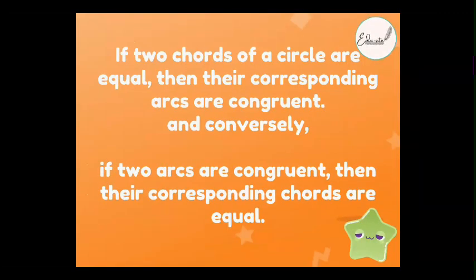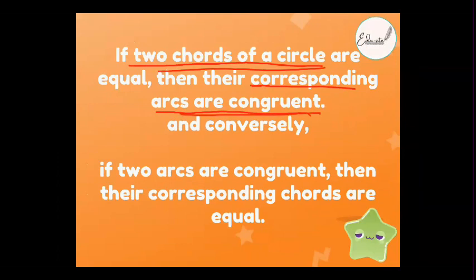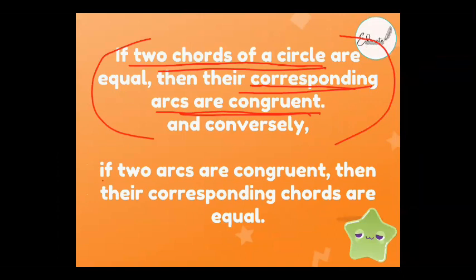This is an important theorem that you have to remember. Equal chords of a circle correspond to equal arcs in the circle. Okay? Equal chords give equal arcs. Are you listening? Yes. So equal chords subtend equal arcs. You have to remember this. Equal chords give you equal and congruent arcs. This is an important property of circles. Fine.